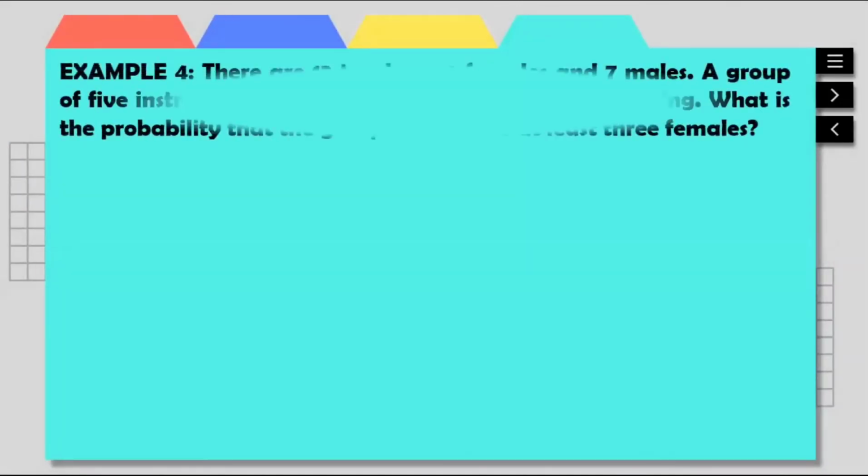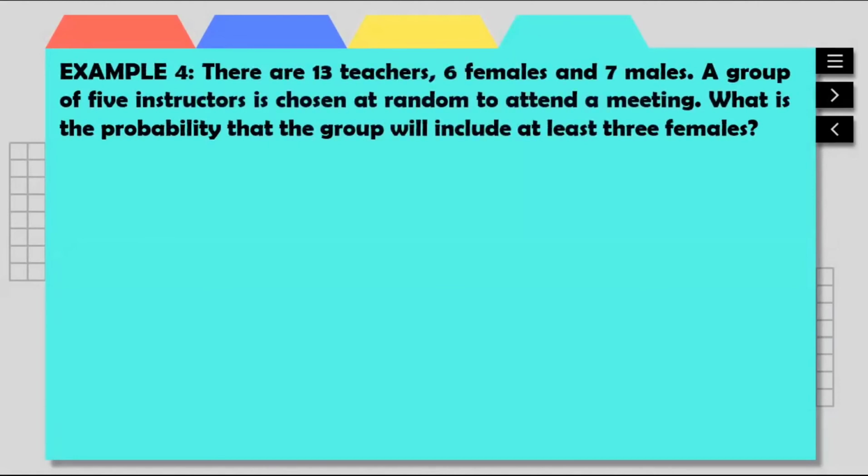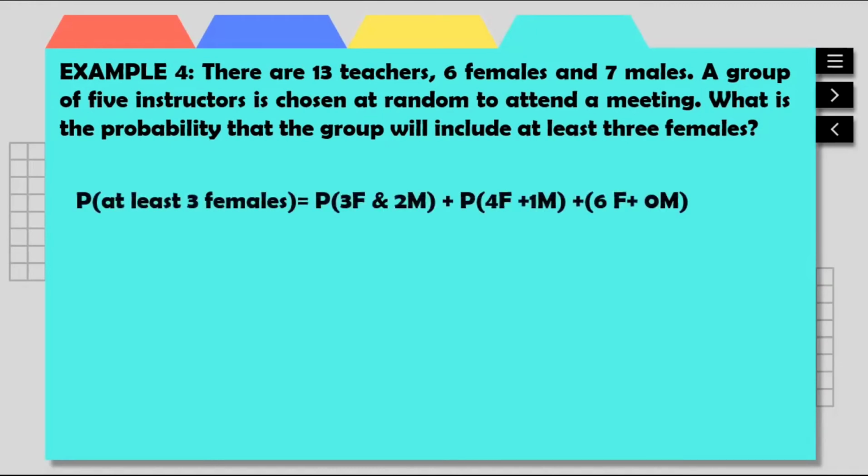Example number 4. There are 13 teachers, 6 females and 7 males. A group of 5 instructors is chosen at random to attend a meeting. What is the probability that the group will include at least 3 females? The probability of at least 3 females is equal to the probability of 3 females plus 2 males, plus the probability of 4 females plus 1 male, plus the probability of 5 females plus 0 males.